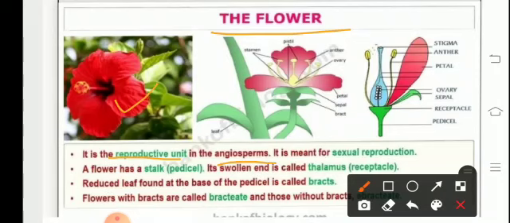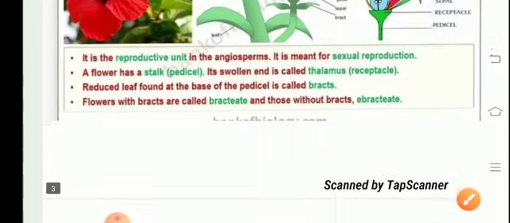Now when we see the diagrammatic representation of the flower, it basically comprises a stalk which is referred to as the pedicel. In certain cases, if the base is swollen, it is referred to as the receptacle or thalamus. In some flowers, we also find a reduced leaf at the base, like in the case of hibiscus. So they are referred to as the bract. Flowers which have bracts are called bracteate, whereas the ones which lack them are called ebracteate flowers.